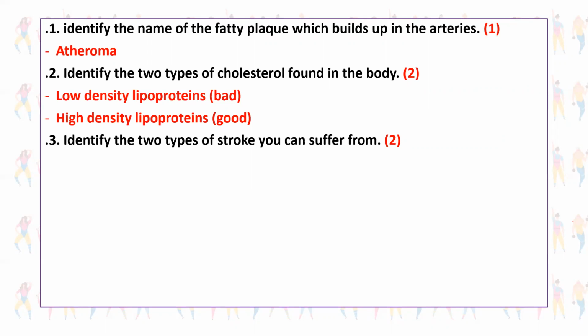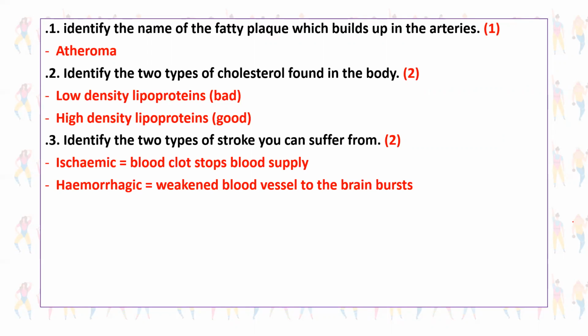3 was identify 2 types of stroke you can suffer from, and the answer is, first one is ischemic, and that's where the blood clot stops the blood supply, and the second one, a little bit of a mouthful, but it's hemorrhagic, and this is where the weakened blood vessels going up to the brain actually burst, and that's obviously a lot more serious.